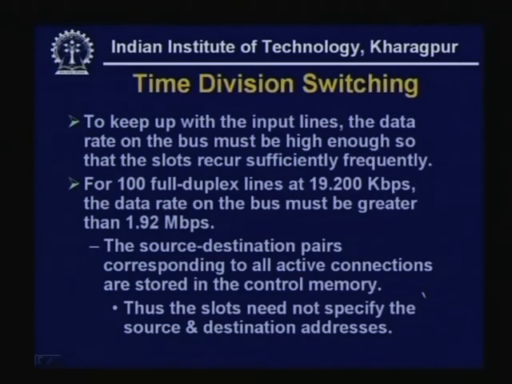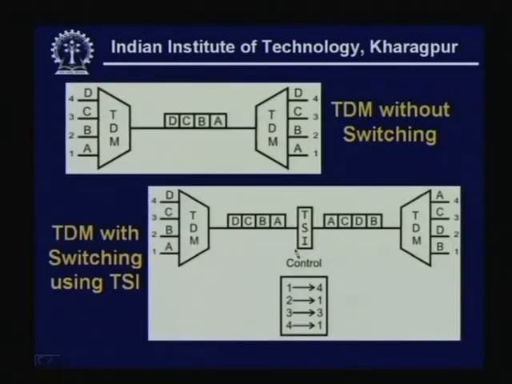To keep up with the input lines, the data rate on the bus must be high enough so that the slots recur sufficiently frequently. That means you have to use a high speed for the time division multiplexing switch. For example, for 100 full duplex lines at the rate of 19.2 kilobits per second, the rate on the bus must be greater than 1.92 megabits per second. The source destination pairs corresponding to all active connections are stored in the control memory. I shall explain how exactly this is being done. Thus, these slots need not specify the source destination address, because it is stored in the control memory. Let us see how it is being done.